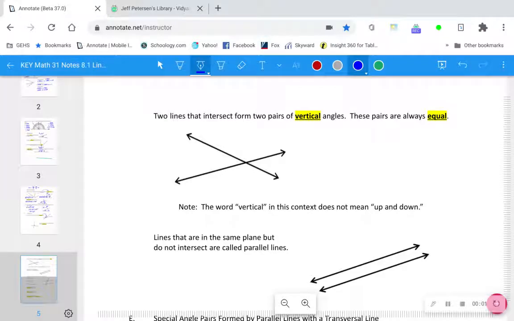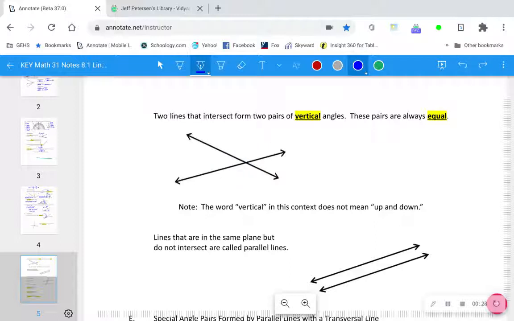Okay, this is the final page for Math 31, Section 8.1, page 5. And we're going to pick up a little bit where we left off. We were looking at what happens when lines cross each other. So if you have two intersecting lines like this first picture here, here's the intersection, by the way.